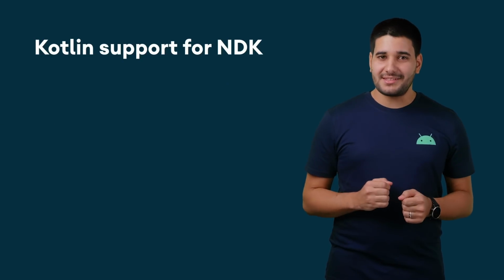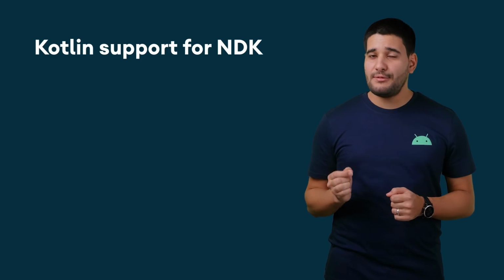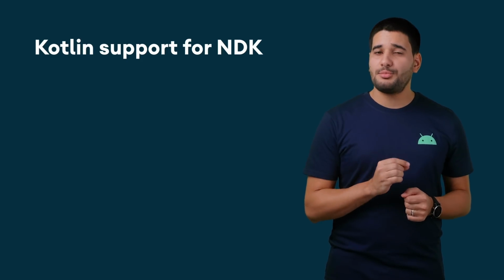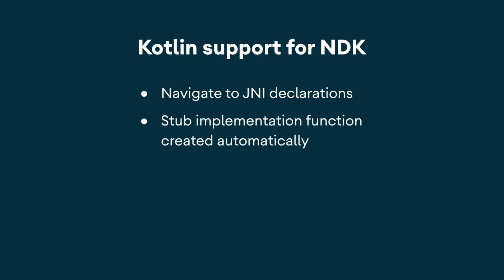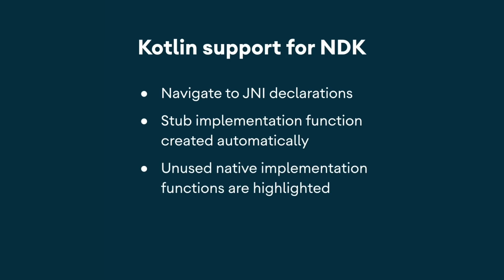NDK also got updates. It has better support of Kotlin for several features previously supported in Java only. You can navigate from a JNI declaration to the corresponding implementation function in C or C++. It will automatically create a stub implementation function for a JNI declaration. Unused native implementation functions are highlighted as a warning in the source code. JNI declarations with missing implementations are also highlighted as an error.